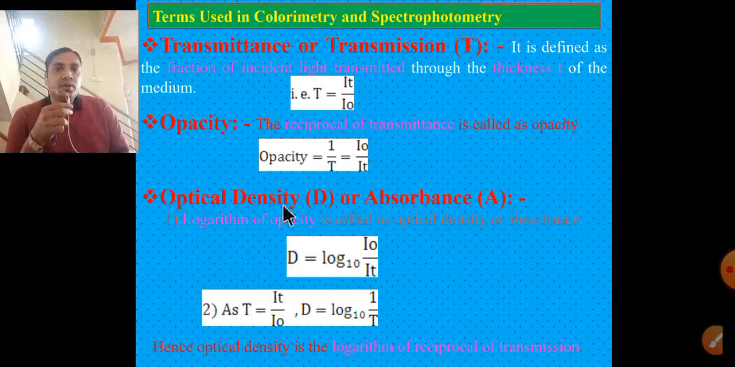Next term is optical density D or absorption A. The logarithm of opacity is called the optical density or absorption. D is equal to log base 10 of I0 upon It, or since T is equal to It upon I0, D is equal to log base 10 of 1 upon T. Hence, optical density is the logarithm of the reciprocal of the transmittance.